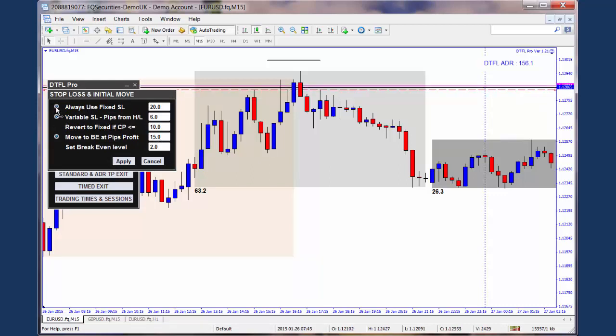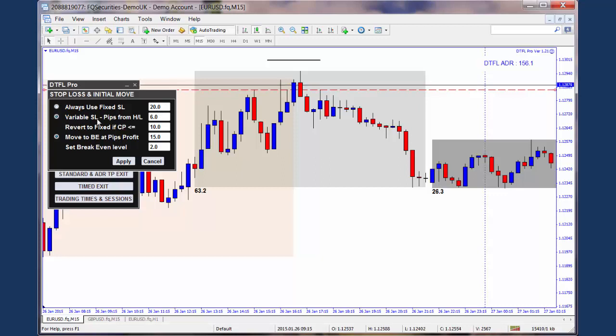The first one is a mutually exclusive selection to make. Either you can always use a fixed stop loss, or you can use a variable stop loss. You can't use both, obviously. If you click one, the other one deselects automatically. So always use a fixed stop loss. If you put 20 in here, then whenever an order is placed, the stop loss will automatically be placed 20 pips from your entry. Most people will understand that. So if an entry is made, the stop loss would automatically be placed 20 pips from your entry.